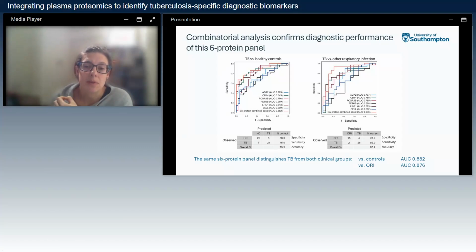But because of the resource limited nature of the healthcare system, they didn't have an underlying confirmed microbiological diagnosis. But the important thing is that there were patients presenting like they had pulmonary TB, but didn't when you tested them. So it's a very clinically valid comparator group.